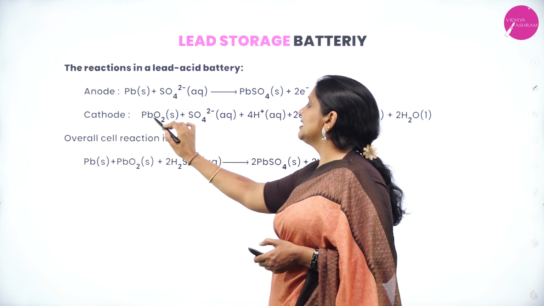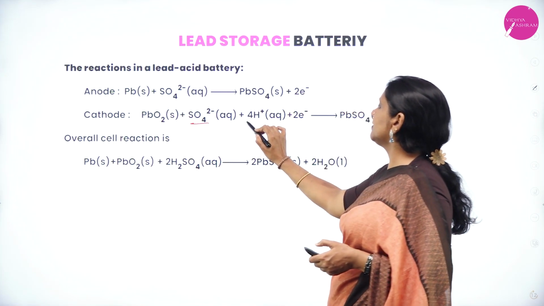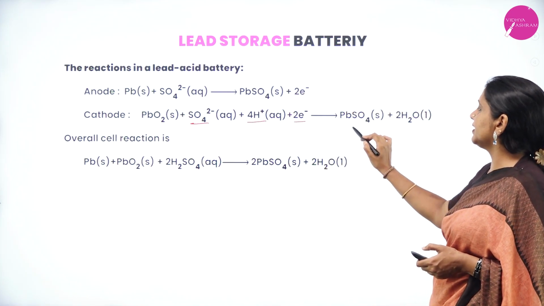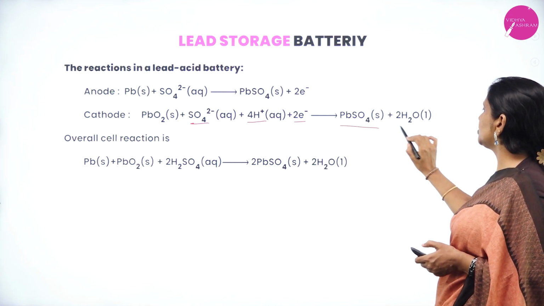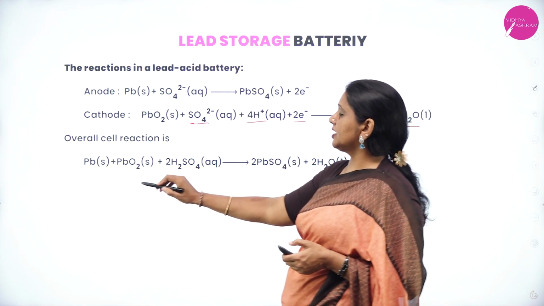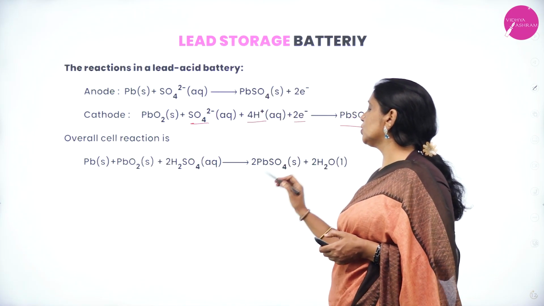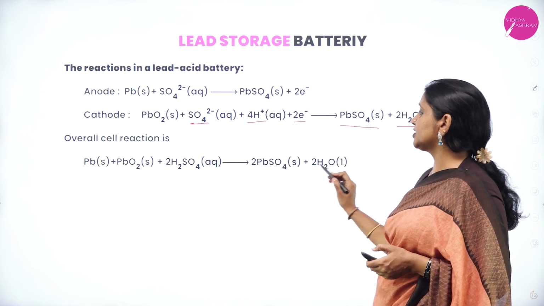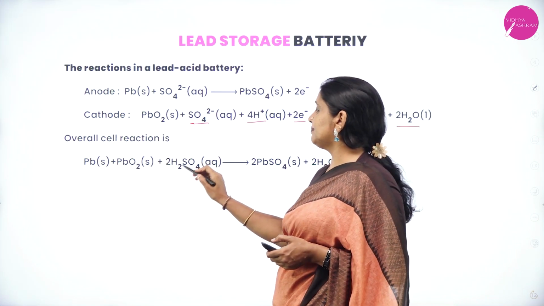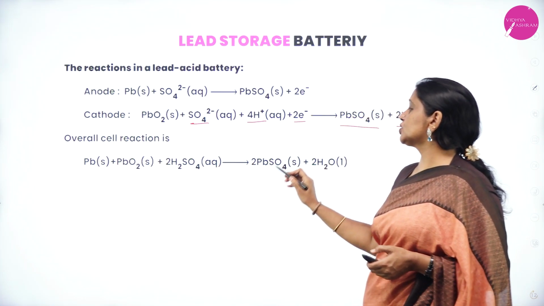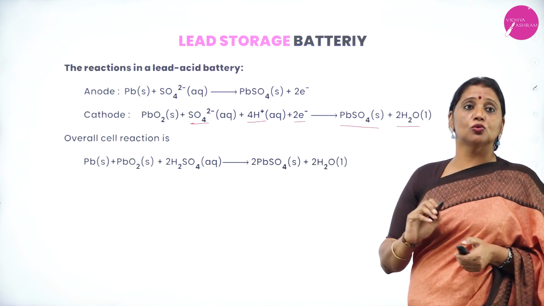losing 2 electrons. Lead dioxide reacts with sulfate ion, 4 H plus ions and 2 moles of electrons, and forms lead sulfate and 2 water. The overall reaction: Pb plus PbO2 plus 2H2SO4 gives rise to 2PbSO4 plus 2H2O. Lead plus lead dioxide plus 2 sulfuric acid gives rise to 2 lead sulfate plus 2 moles of what?